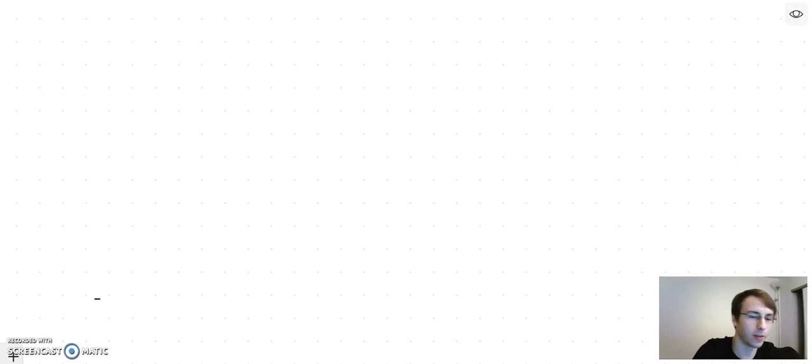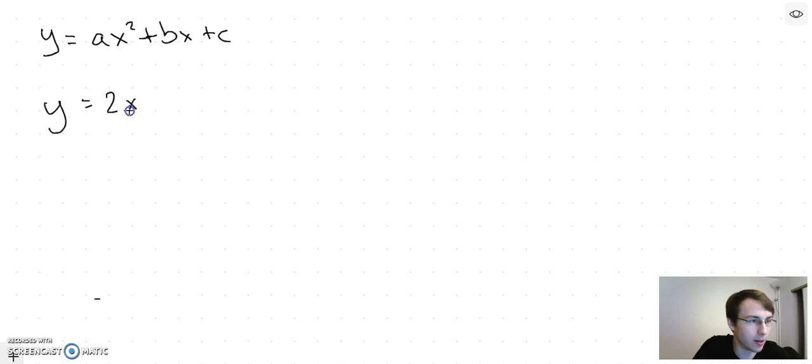Let's talk about graphing quadratic equations in standard form. A quadratic equation in standard form just means that it's in the form y equals ax squared plus bx plus c. So something like y equals 2x squared plus 3x plus 1, that is in standard form.